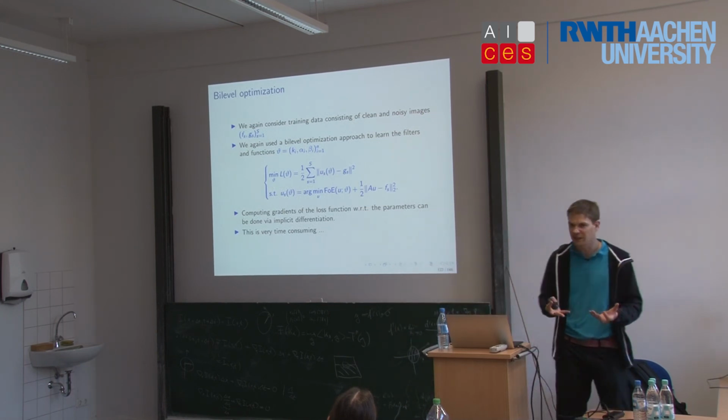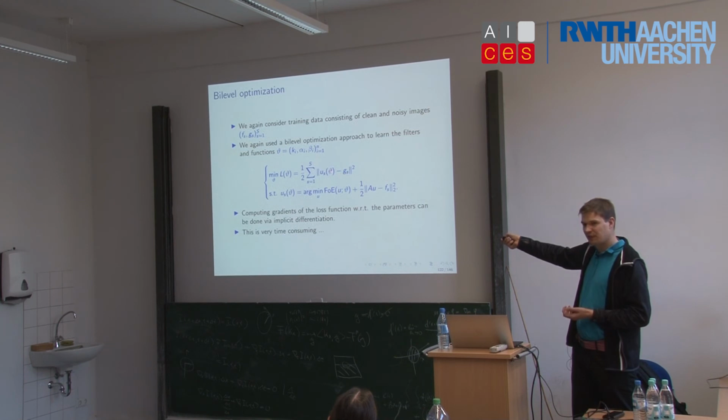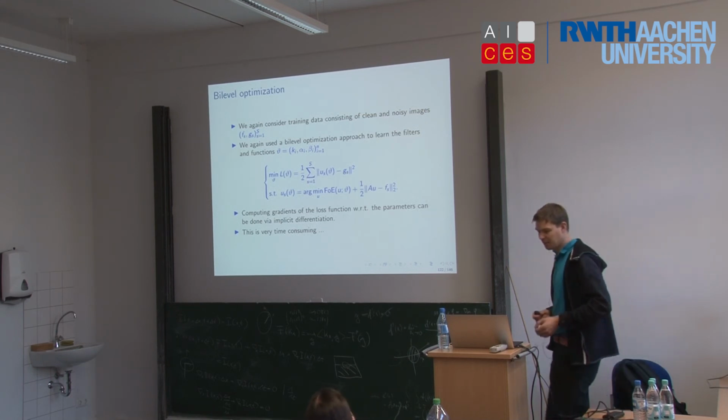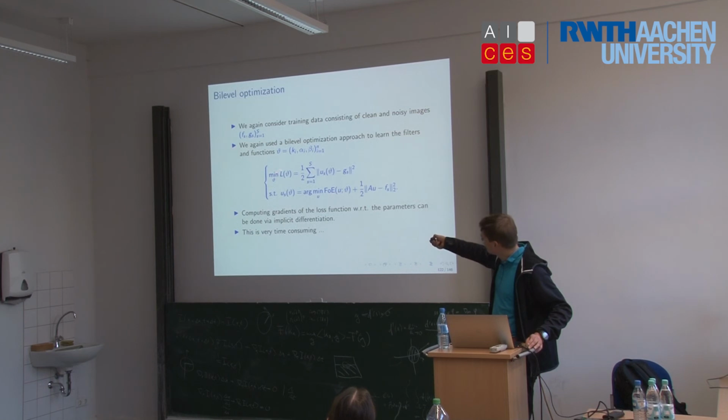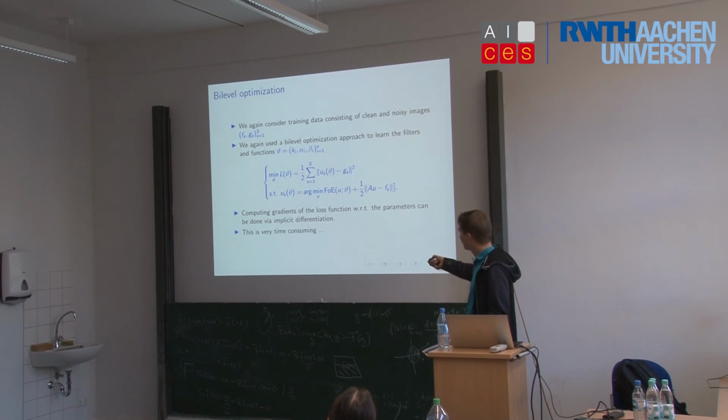So what is the training data here? We have clean images g_s. By adding noise, we can generate noisy images f_s. And then this is already a very simple training database which we can use. So how can we compute gradients of the loss function with respect to theta? The most straightforward approach is to make use of implicit differentiation, but this is heavily time consuming. You need first to minimize this thing, compute the Hessian matrix, invert the Hessian matrix, and then you get gradients of the loss function with respect to theta.